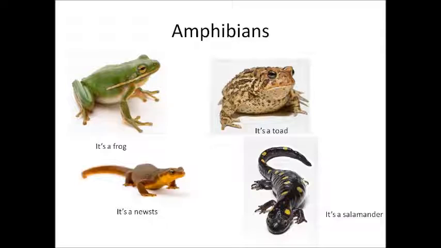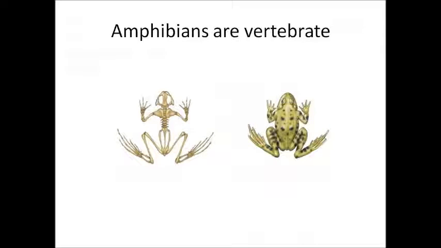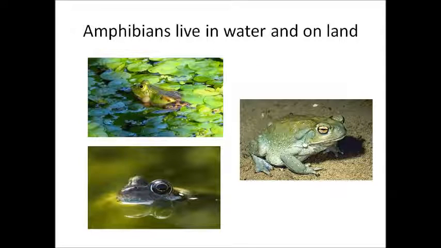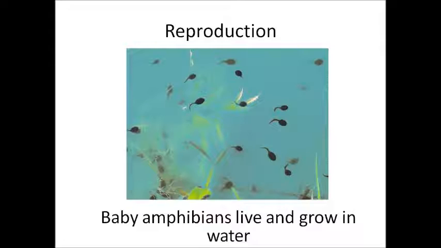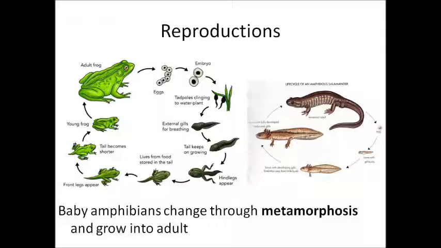Amphibians. It's a frog, it's a toad, it's a newt, it's a salamander. Amphibians are vertebrates. Amphibians live in water and on land. Reproduction. Amphibians are oviparous. They lay soft eggs in water. Baby amphibians live and grow in water. Baby amphibians change through metamorphosis and grow into an adult.